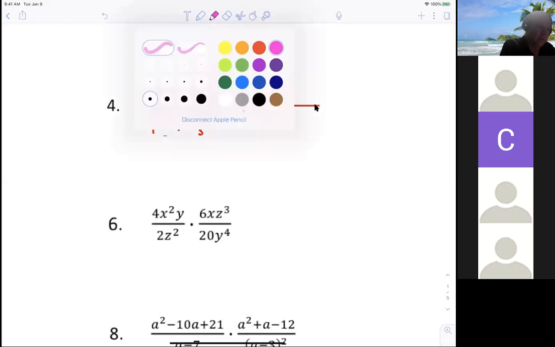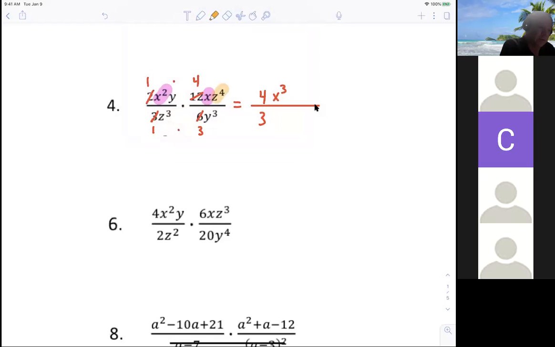Then I have z to the 4th, z cubed. That leaves me a z on the top. All right, now I'm looking at y and y to the 3rd. That leaves me with y squared on the bottom. Anybody have any questions with that? Anybody? All right, so 6 is very similar.